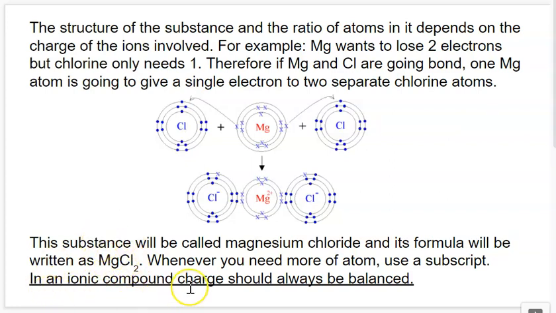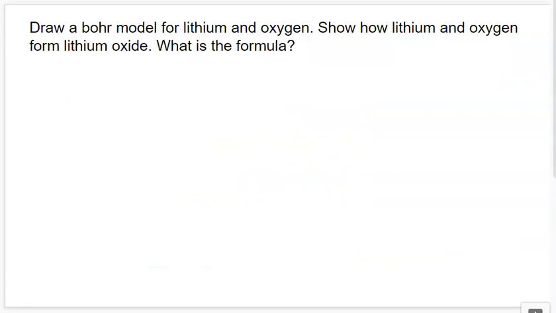And the charge on an ionic compound should always be balanced. If you think about the last example of sodium chloride, the sodium was positively charged and the chlorine was negatively charged, and a positive and a negative make 0. In this case, we have 2 plus and then 2 1 minuses. So 2 plus -1 will be 1 plus another -1 will be 0. So it becomes neutral as a result.